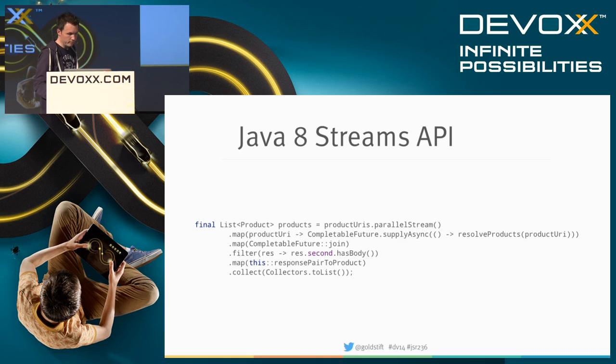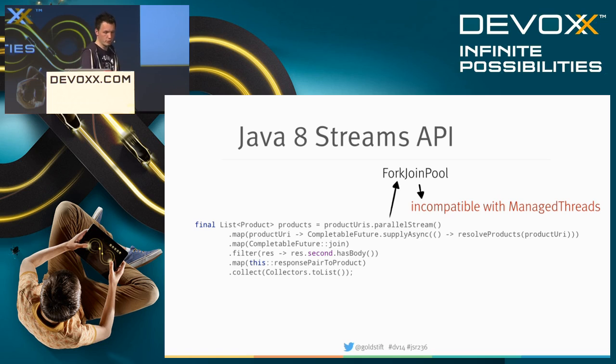The important part is this. Under the hood, the parallel stream will use a fork join pool. Unfortunately, the fork join pool is not compatible with the managed threads. That means the fork join pool doesn't extend the other thread pools that you have in Java SE, and it is not at all covered by JSR 236.